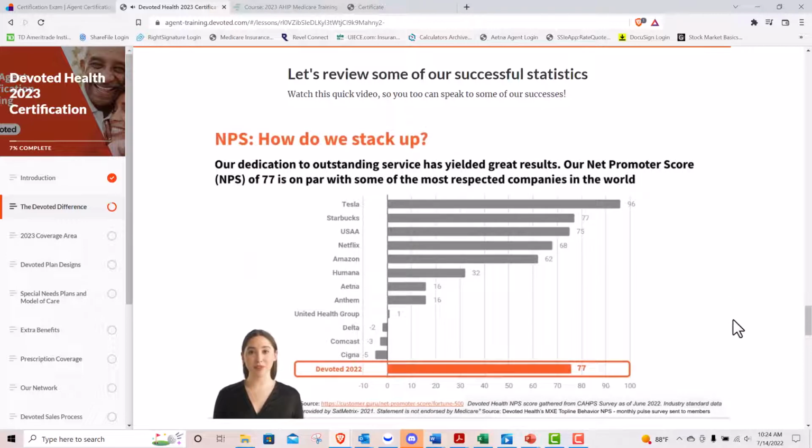Additionally, we are proud of our Net Promoter Score, or NPS, which is a scoring method that identifies how likely an individual is to recommend a product to their friends or family. Devoted Health has an NPS of 77, which is in line with some of the most respected companies like Starbucks and Netflix, and higher than the insurance industry average. Additionally, not only do our members say they would recommend someone to Devoted, but in a recent member survey, 62% of our members have actually said they have referred someone to Devoted.